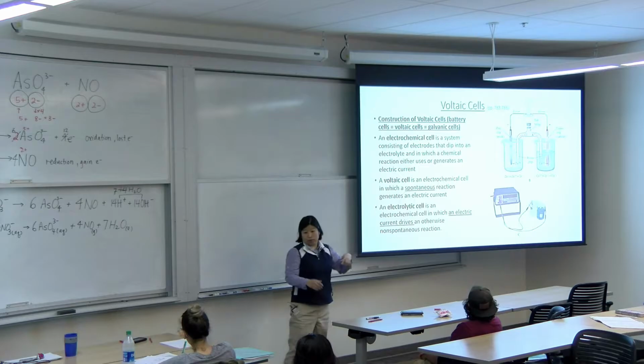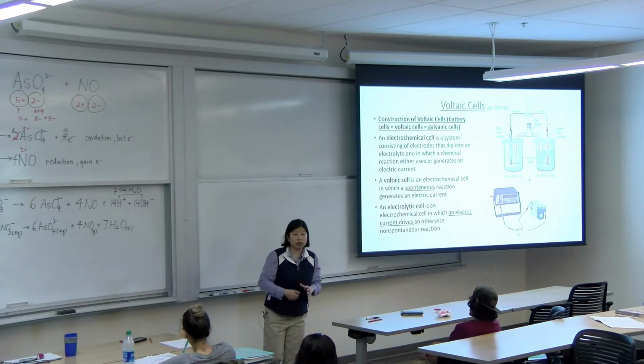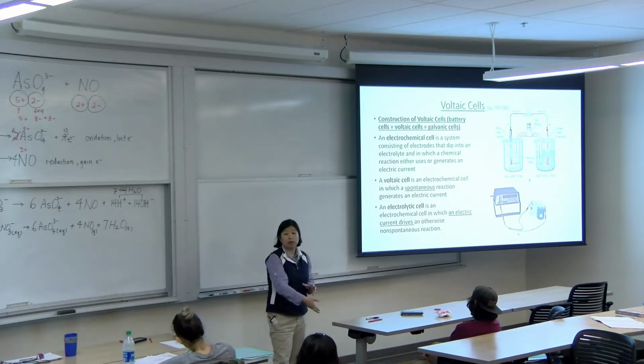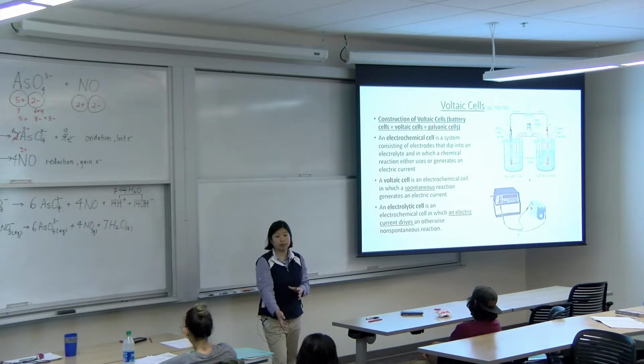Okay? Now, a constant flow of electrons is just called a current, right? Okay? And this is what drives things like our cell phones, our cars, etc. Okay?